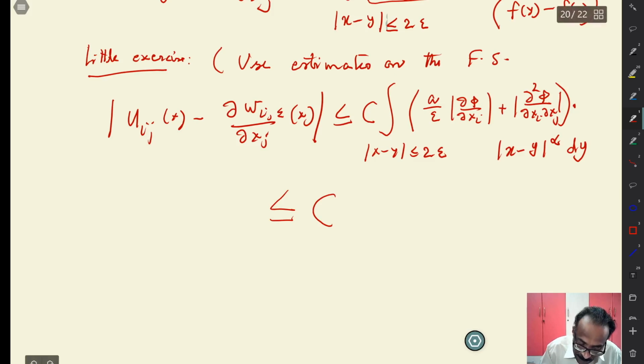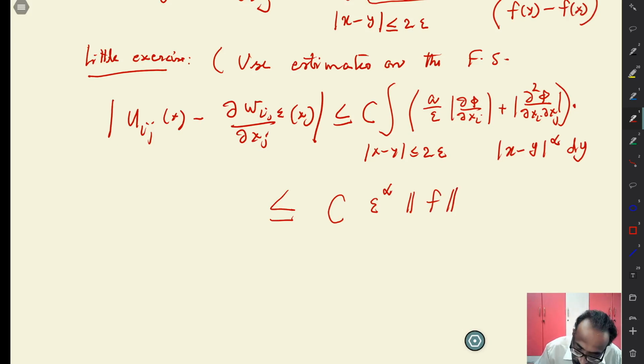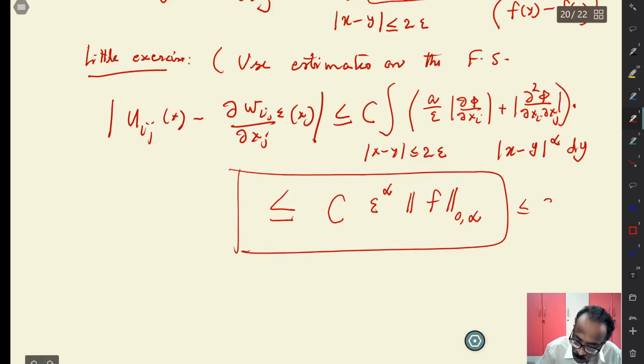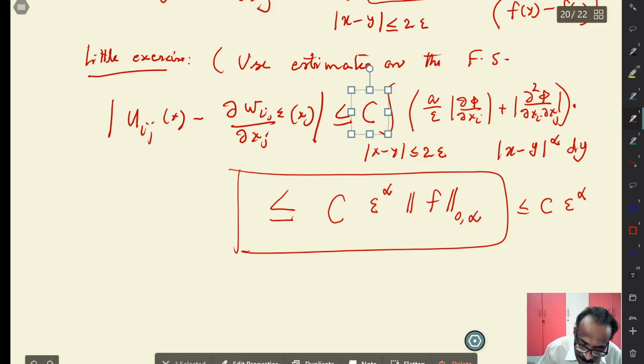So if you do that analysis, if you are not convinced, please do that. It will be some other constant, and then it is precisely this norm of f. So this is a constant into some epsilon power alpha. Basically you will have the norm of f if you want it. So you can actually get this constant times epsilon power alpha. But whatever it is, this is basically less than or equal to a constant into epsilon power alpha. So that is the constant. We already included this constant here. If you multiply and divide, I actually added it here. Okay.